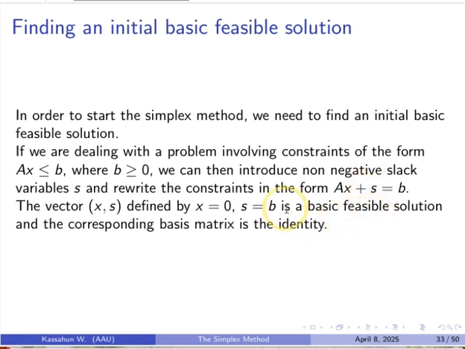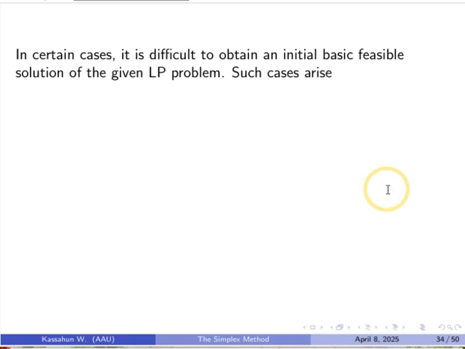So in that case, it is a good situation to have a basic feasible solution where x is 0 and s is b. If x is 0, then s is the right side. In certain cases, it is difficult to obtain an initial basic feasible solution of the given linear programming problem.